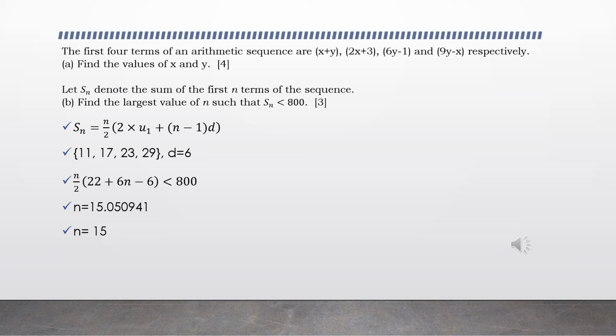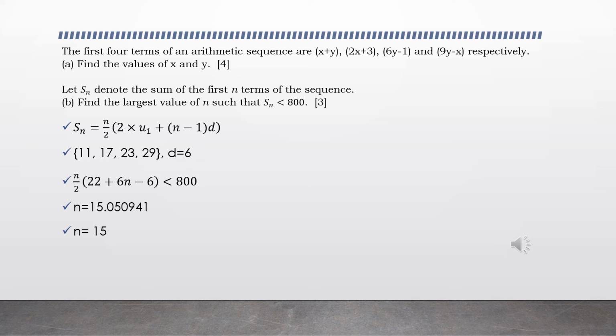So what we need is to have our S sub n less than 800. So by substitution, we have n over 2, because we really don't know what n is, so we retain that variable. And then our u sub 1 times 2 is 22, and then our n minus 1 times 6, so 6n minus 6. Okay, that expression must be less than 800.